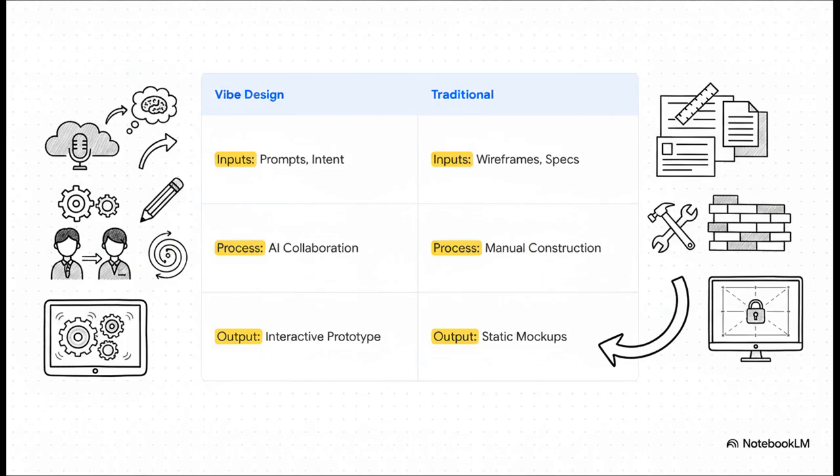This slide really puts it all into perspective, doesn't it? On one side, you have the traditional workflow. Your inputs are painstakingly manual wireframes and spec documents. The process is manual construction, and the output is usually just a static mockup. But with Vibe Design, your inputs are just prompts and your intent. The process is a collaboration with AI, and the output is a fully interactive prototype. It is a fundamental shift at every single stage of the game.